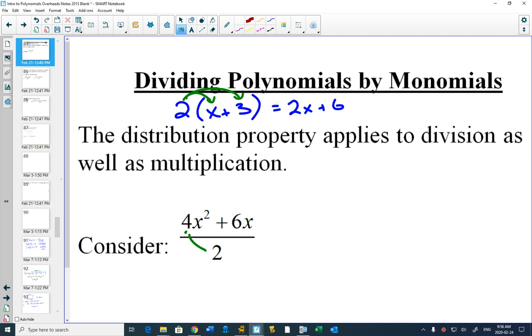When you're dividing, you do the same thing. You would divide this one and this one. But the arrows don't really work very nicely. So what we show instead is we say the first one, which is the 4x squared, that gets divided by 2. And then we write the second term, which is 6x, divided by 2 separately.